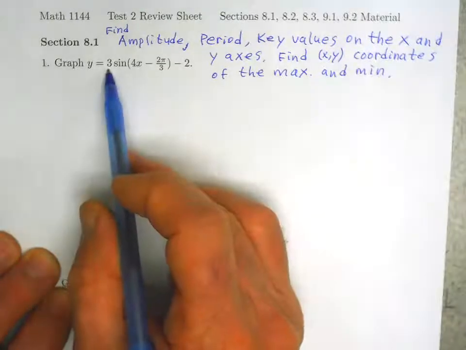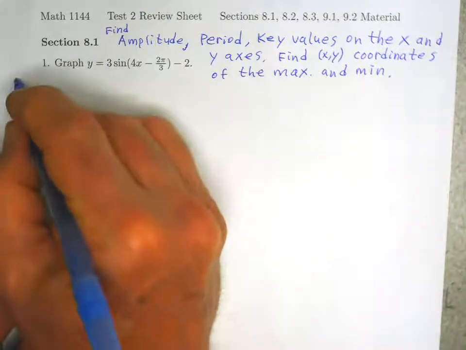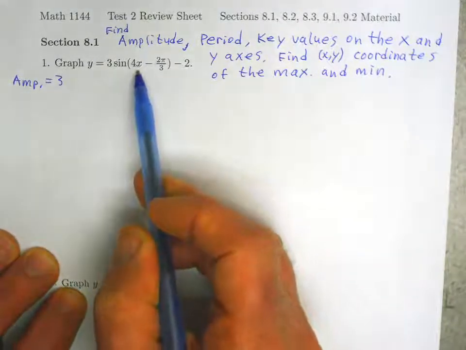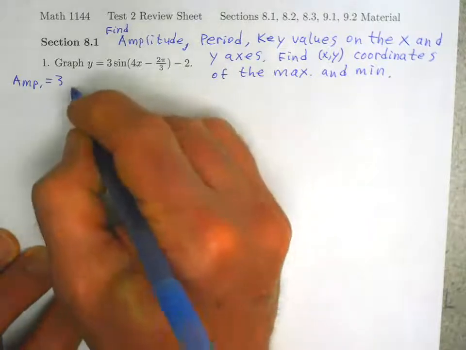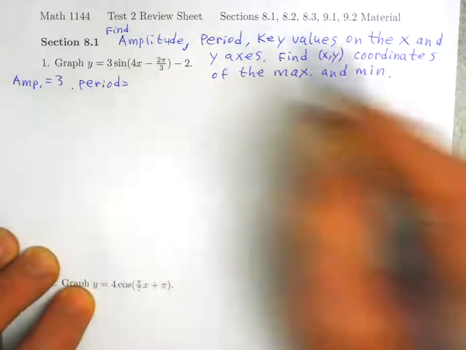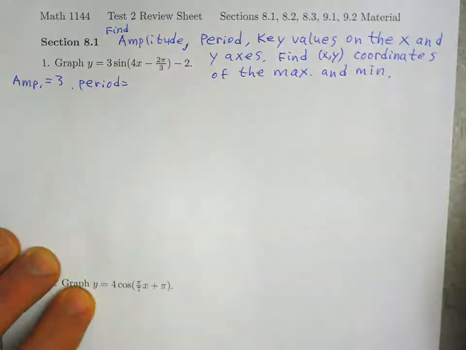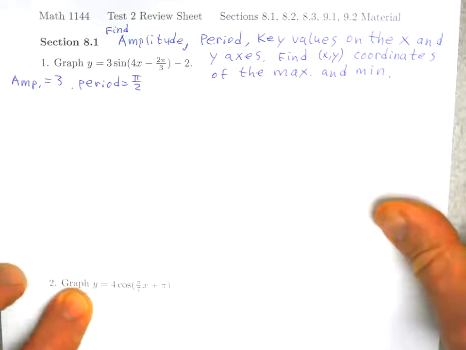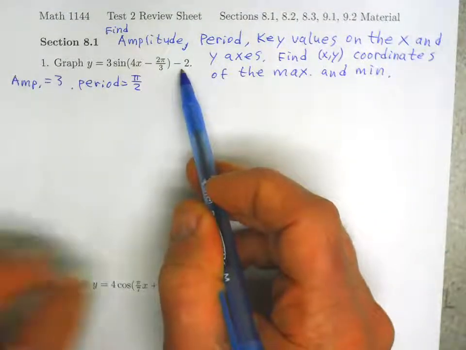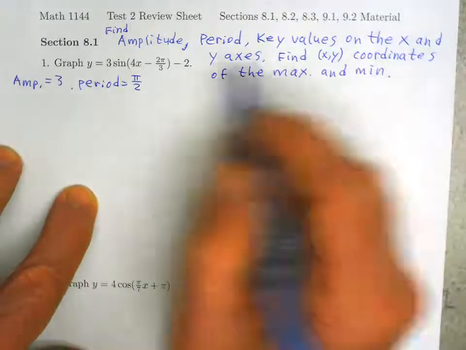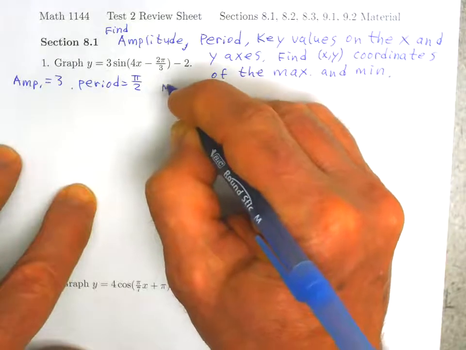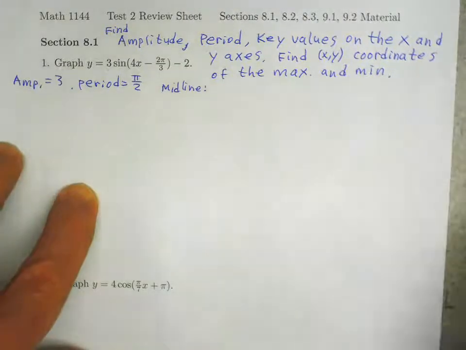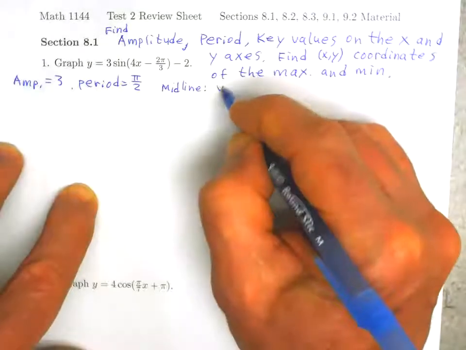So the amplitude is 3. So I'll just abbreviate amplitude is 3. Since the coefficient of x is 4, the period is 2 pi divided by 4. 2 pi divided by 4 is pi over 2. We also have a vertical shift, or I should say the midline. That's the line that the curve oscillates about. And since we have a minus 2, the midline is y equals -2.